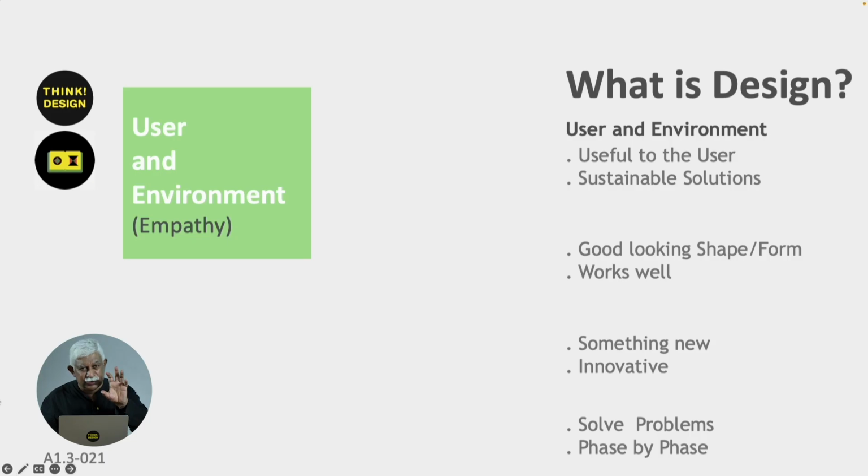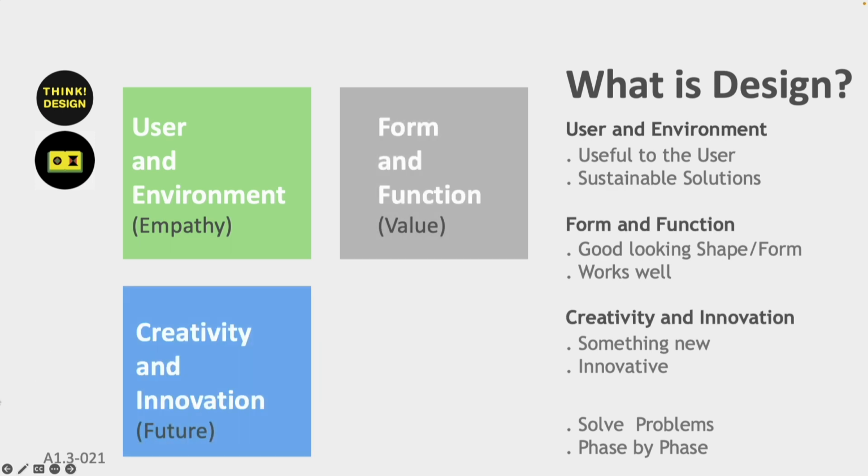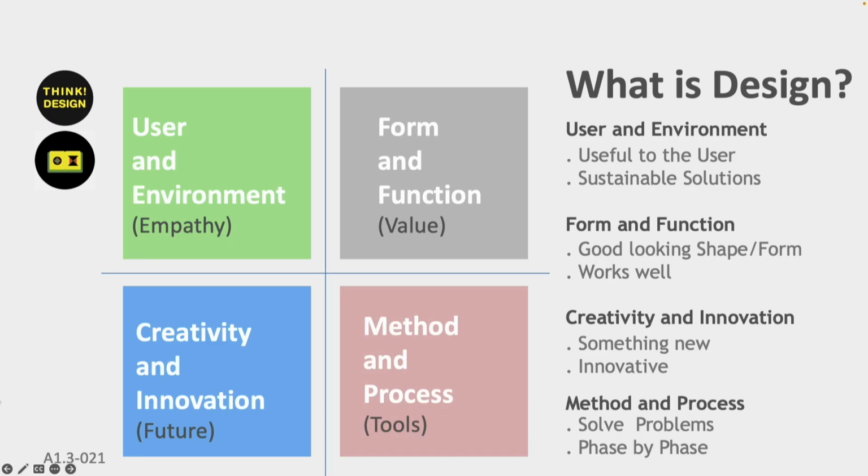Okay, so you can put categories into that. So the user and environment is very, very important. Form and function makes a big difference to design. Creativity and innovation at the root of it. Method and process is the process that you follow to solve the problem.